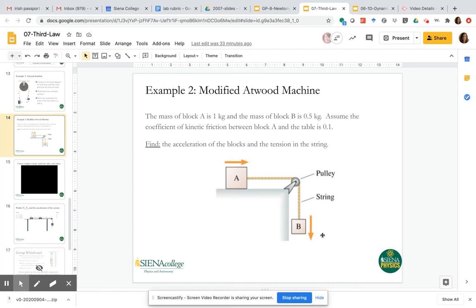Okay, so we are given some information here. We know mass A is 1 kilogram. We know mass B is 0.5 kilogram. And we know the coefficient of kinetic friction is 0.1. And then we want to find the acceleration and the tension. Okay, and I'm just going to sketch it quick on my paper, and then we'll go to the camera. So A is on the table, connected to a pulley here. B is hanging below.